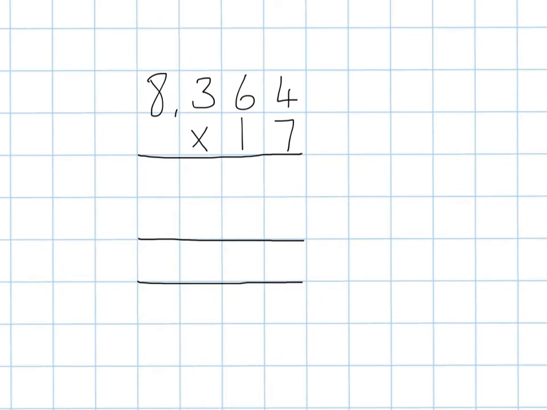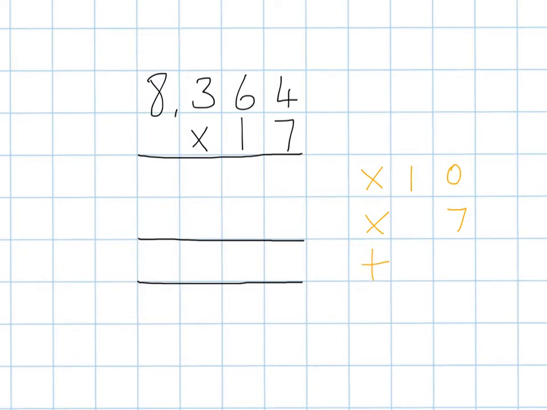We're going to start off by multiplying 8,364 by 17. There's three stages to this. Firstly, we need to multiply 8,364 by 10, then multiply it by 7, before then adding both those first answers together to give us a grand total.